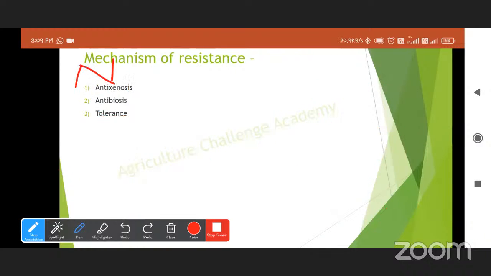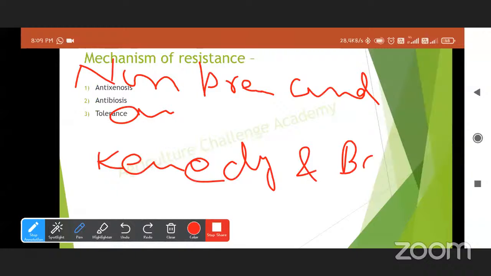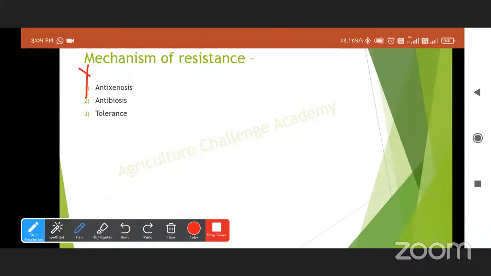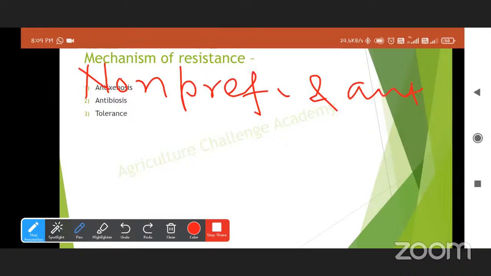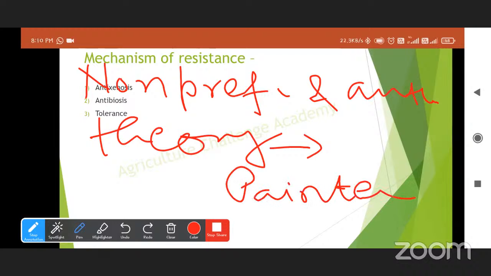Okay. The next is non-preference and antibiosis. Kennedy and Beckott, I am writing it for you. Okay. The next theory is non-preference and antibiosis theory. It was proposed by Painter. Non-preference and antibiosis theory proposed by Painter.